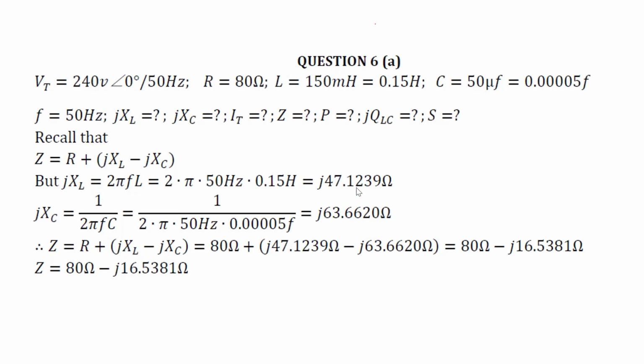Then using this formula, substituting, R is 80 ohms, JXL is 47.1239, JXC is 63.662 ohms. So when we substitute this, we have that the impedance is 80 ohms minus J16.5381. This minus shows you that the circuit is a capacitive circuit. Are you following me? It shows that the circuit is a capacitive circuit.